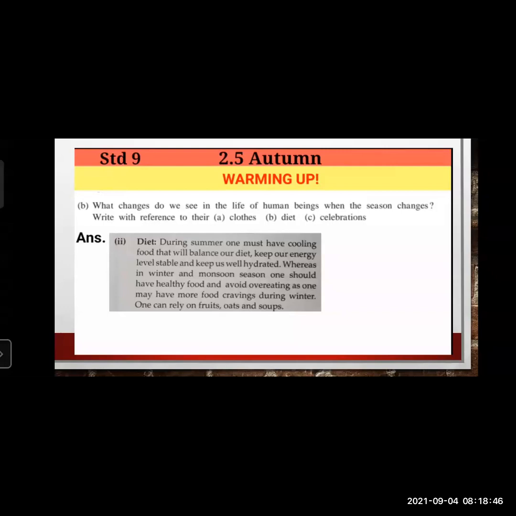Secondly, in winter and monsoon season, one should have healthy food. Avoid overeating, as one may have more food cravings during the winter. One can rely on fruits, oats and soups. Some people eat only fruits, oats and soups in the winter season, and some take heavy foods in winter and the rainy season. So this is the diet plan we follow by the season.